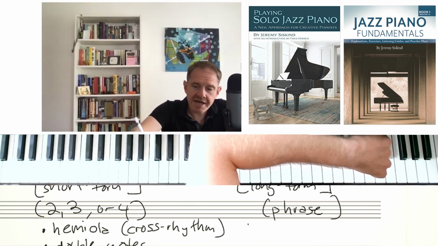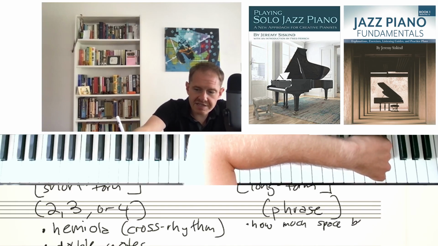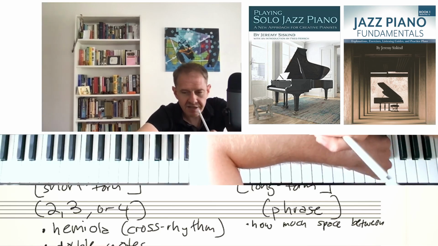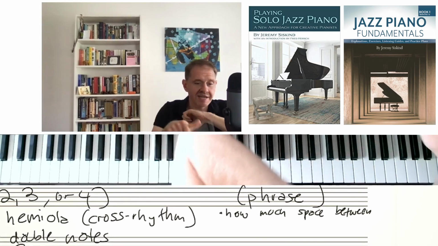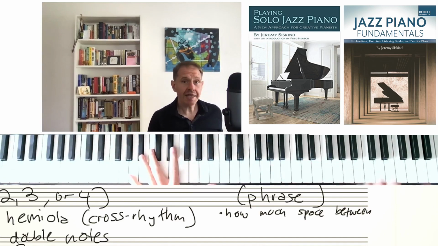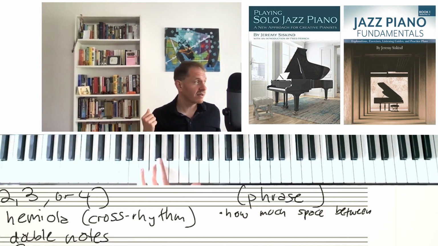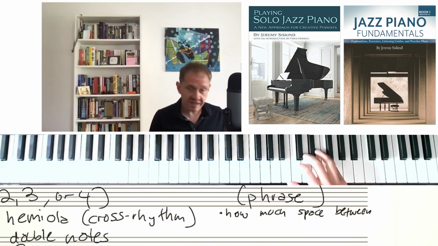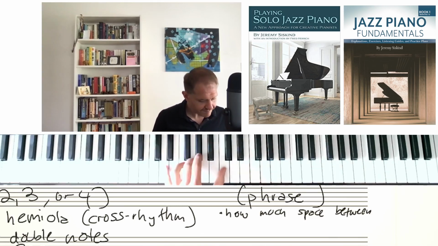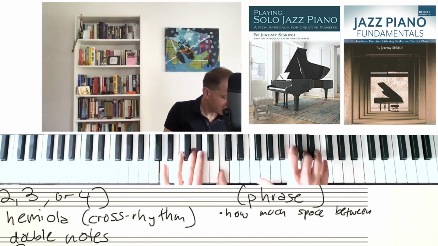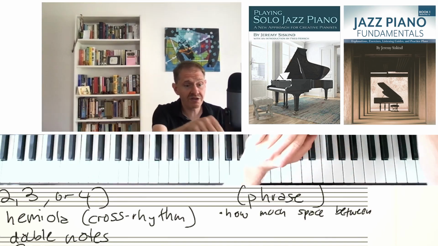The thing that you want to think about is how much space between phrases. And I see this as a problem when students start improvising and start trying to repeat themselves, is that they'll repeat themselves immediately. And that's not incorrect, but you're gonna feel very compressed if you're always repeating yourself without putting any space in. So think about leaving some more space, and repeat maybe every two measures instead of every one measure.